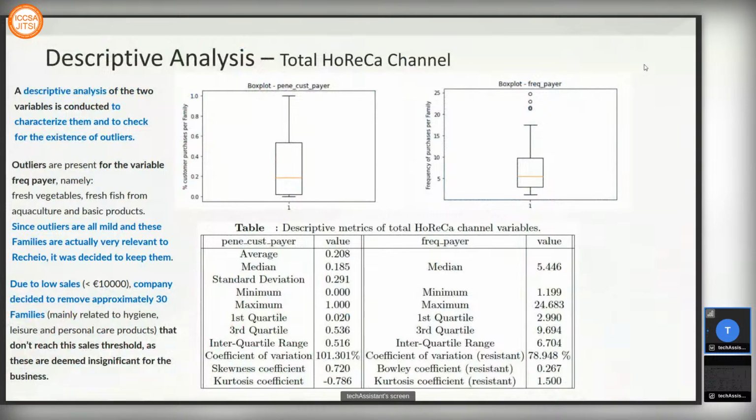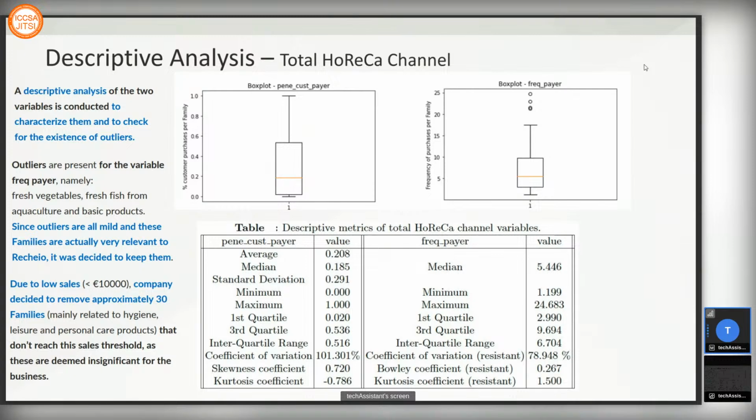Initially, we make a descriptive analysis for the total Horeca channel, and we can see that we have outliers only in the second variable, the frac pair. The other one has no outliers. So for the second one, we use only resistant measures to characterize the sample, and for the first one, we use every measure.